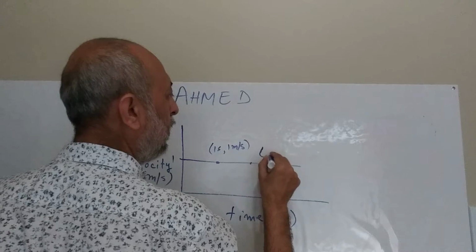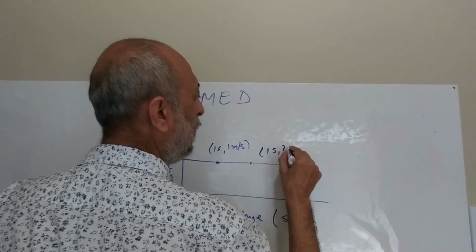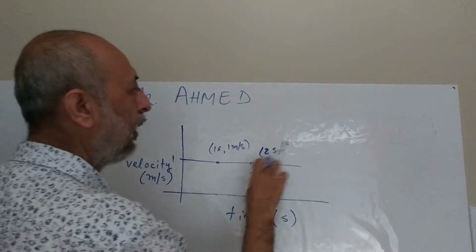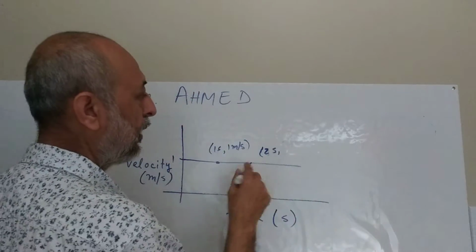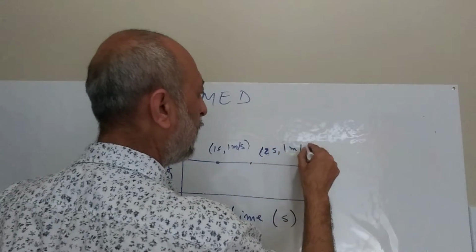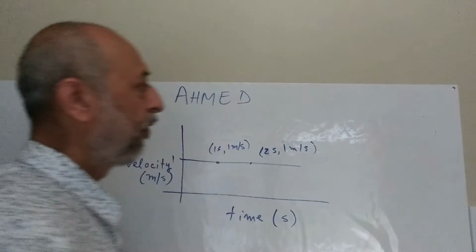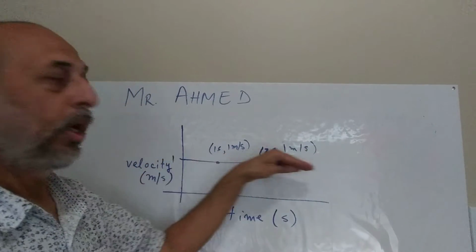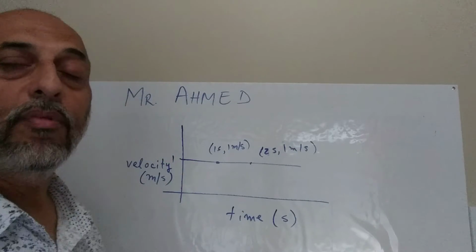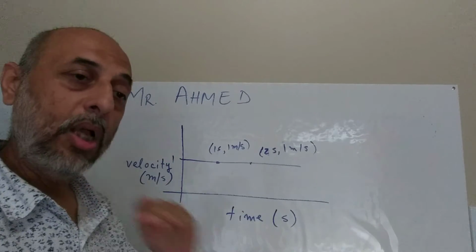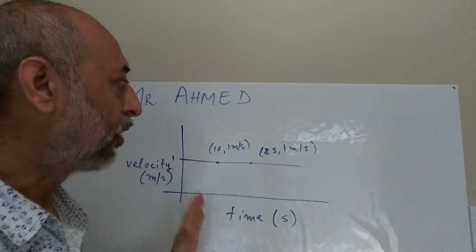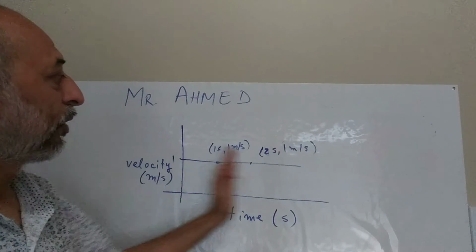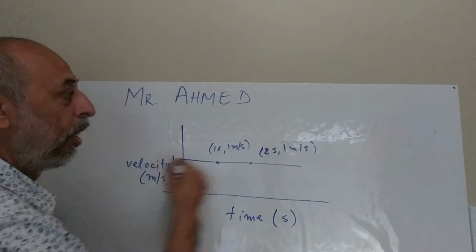The second point right here could be 2 seconds and 1 meter per second, because time has gone forward and the y coordinate has not changed. Anywhere on this graph, if you keep on going forward, time will keep on changing and the velocity will not. That means this particular graph represents an object that is constantly moving at 1 meter per second. Some students get mistaken after looking at a graph like that and think that the object is stationary.